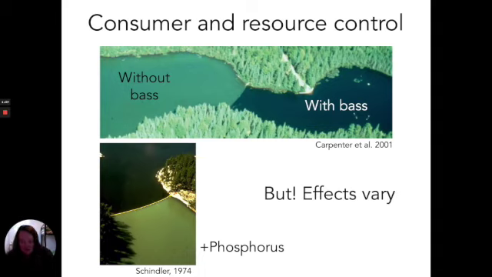Although these are iconic examples about how important consumers and resources can be in these systems, they don't tell the whole story. There's also been other manipulations of whole lakes or ponds that have had much, much weaker effects or even no effects at all. So how can that be? Well, there's a lot of different hypotheses about when consumers and resources are going to impact whole ecosystems, but one explanation is that the environmental conditions in these locations determine the strength of species interactions.